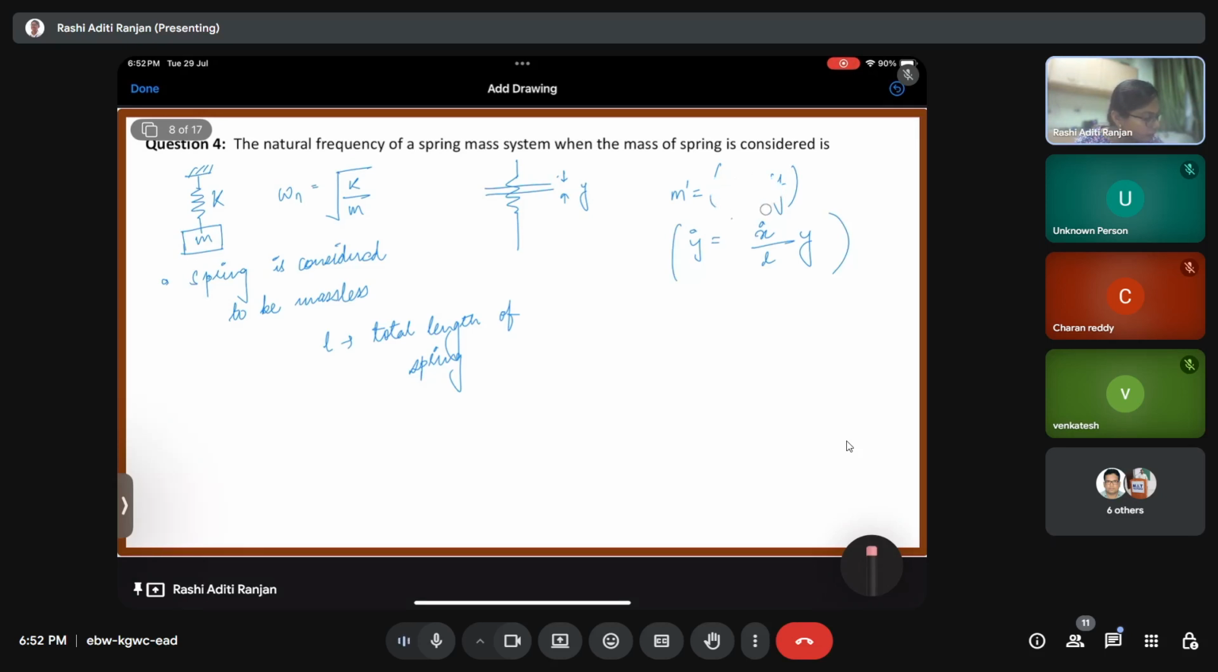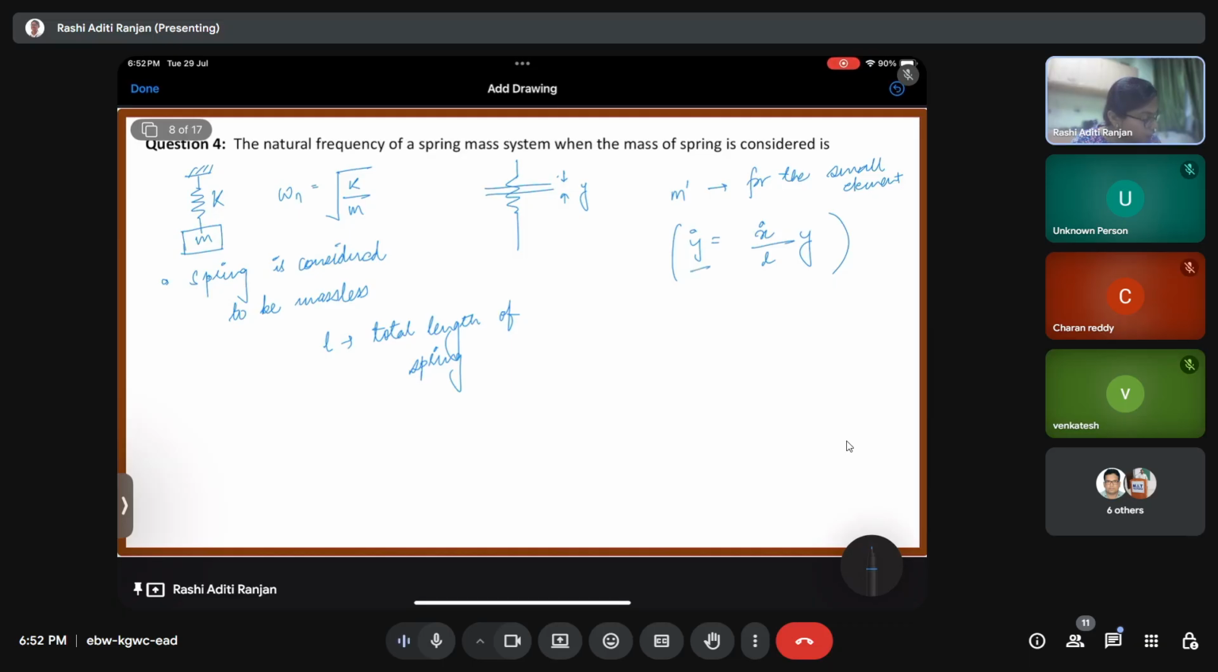Actually, mass we can for now consider as m dash. That will be fine. This is the mass for the small element. Okay.